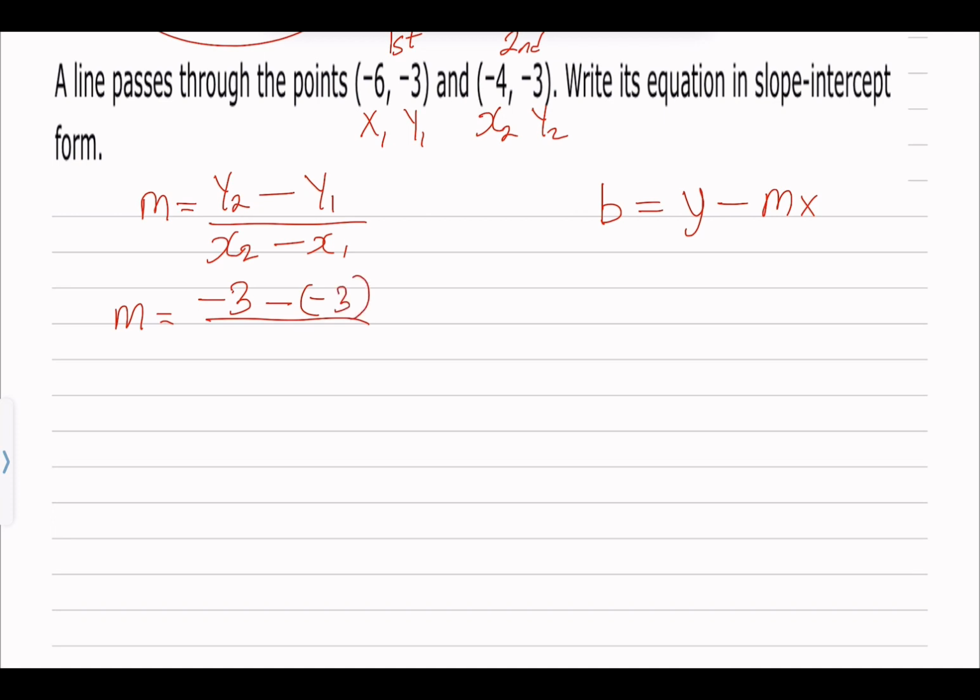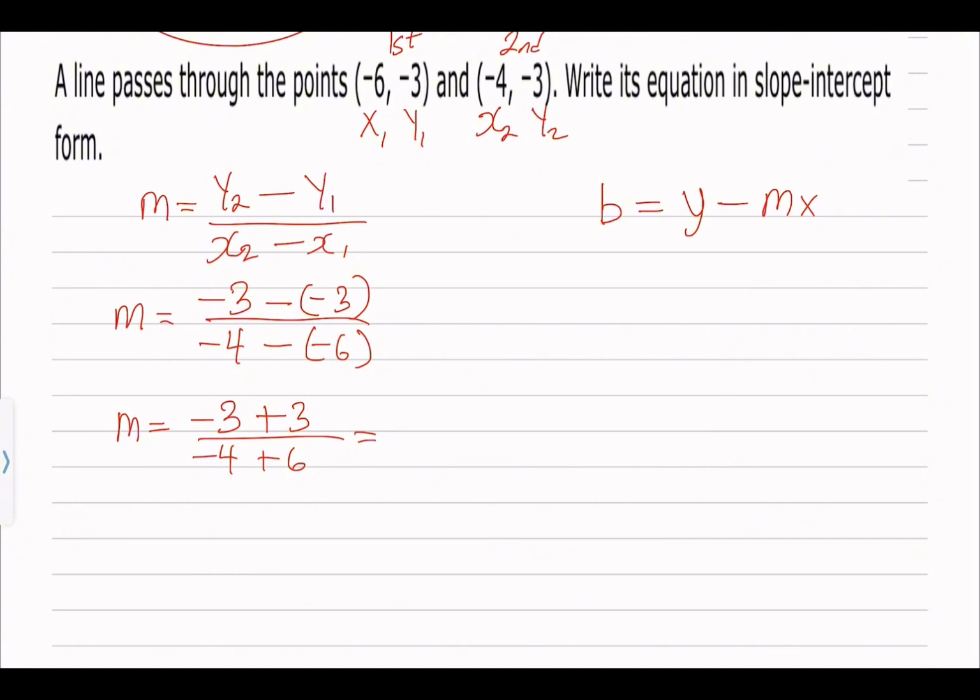And the bottom, x2, what is x2? Negative 4. And what is x1? Negative 6. Let's make this look pretty. So this is going to be negative 3 plus 3, and negative 4 plus 6. Let's figure this out.